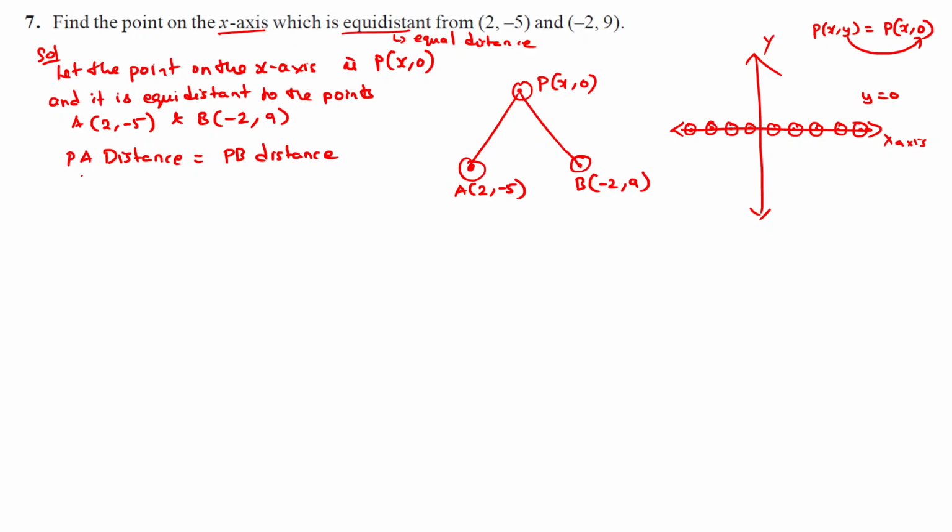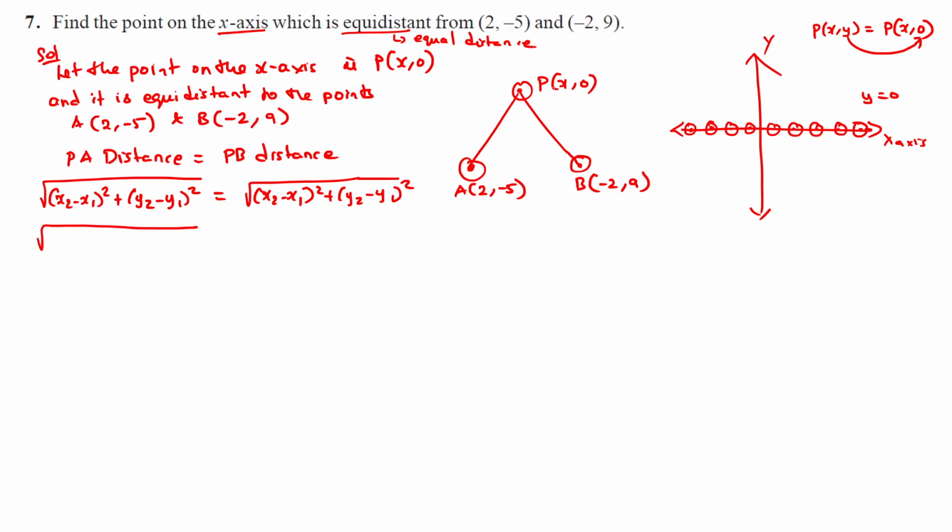So we can apply the two-point distance formula, nothing but the square root of (x2 - x1) whole square plus (y2 - y1) whole square, which is equal to again the square root of (x2 - x1) whole square plus (y2 - y1) whole square between the P and B points. PA distance must be equal to PB distance. Now we can apply the values. The first point is P, the second point is A, so this is x1, y1 and this one is x2, y2.